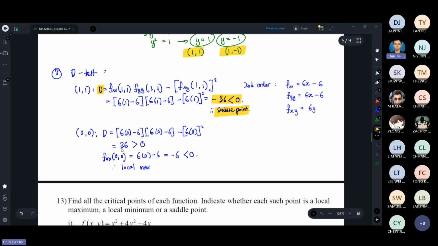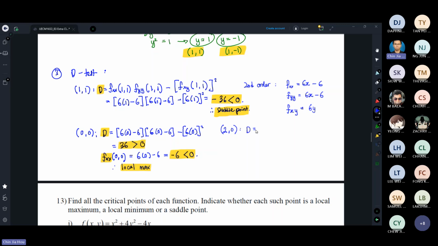Now you see here, D formula calculate. You get more than 0. Then you cannot draw a conclusion yet. Then you check your fxx. You find that it's less than 0. So local max. And the last point is 2, 0.